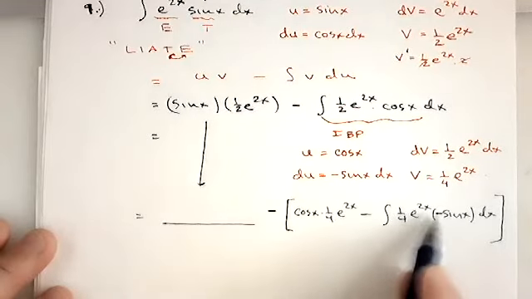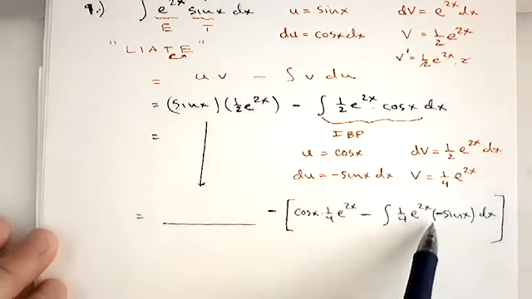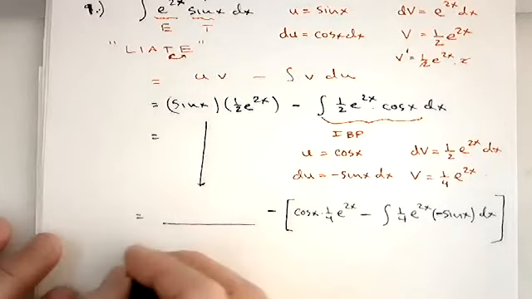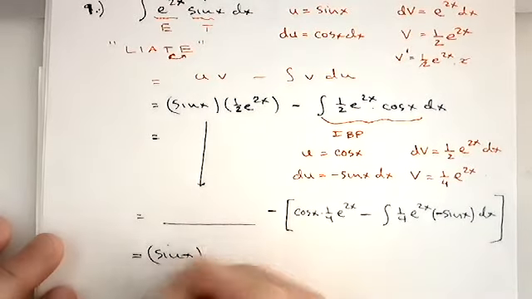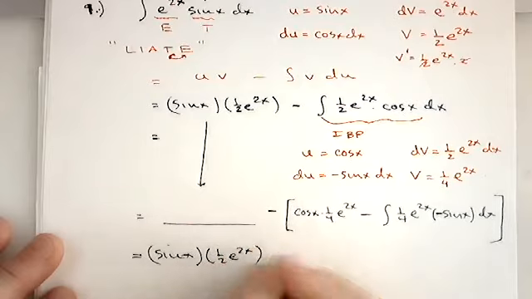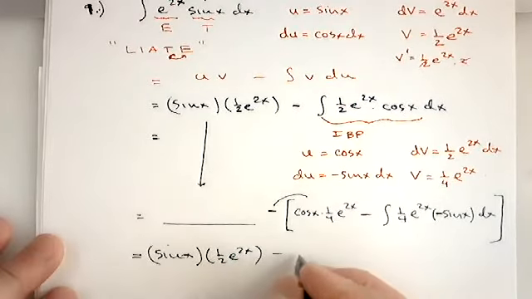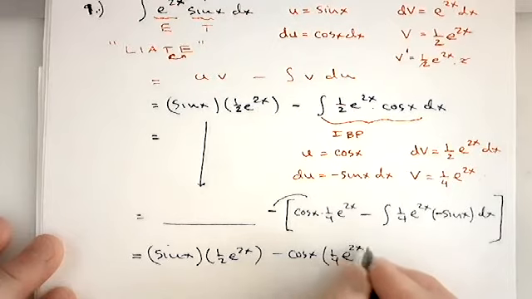Let's clean this up before we get a little too worried here, right? Because you're probably seeing this is going to go on forever because you still end up with an e and a sine. But let's clean this up. So maybe I'll bring this down now. So I have sine x times 1/2 e to the 2x. Let's distribute this minus. So this will be minus cosine x times 1/4 e to the 2x.